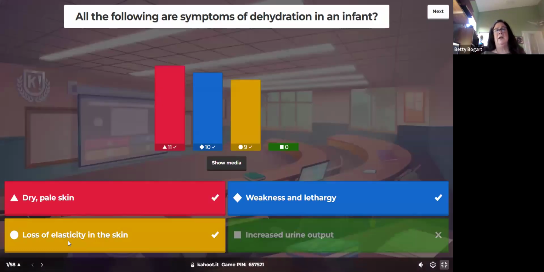So dehydration, any patient, right? You're going to have that dry, pale skin. You're going to have the tenting, loss of elasticity, decreased urinary output, decreased capillary refill, elevated heart rate, decreased blood pressure. I could go on and on. The color's pale, fontanelles. So there's so many things that we can look at.